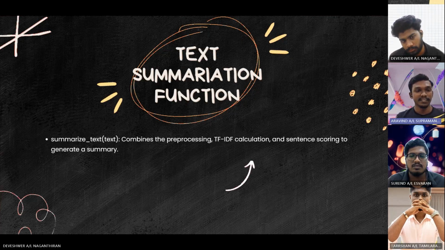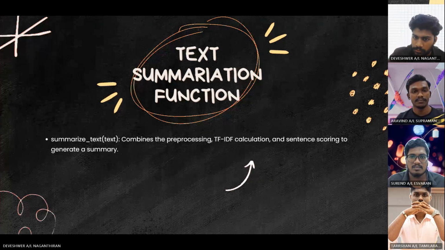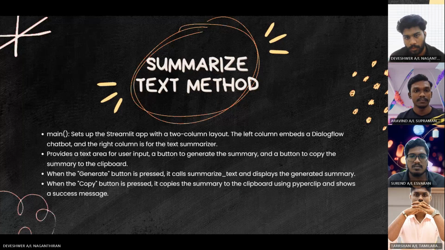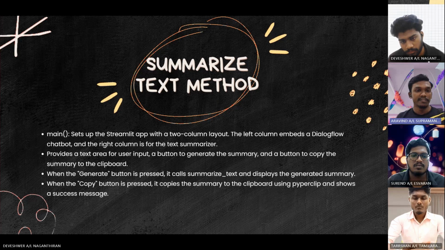The text summarization function combines all the functions that we have discussed before: pre-processing text, TF-IDF calculation, sentence scoring, and finally it generates a summary of the text. In the main function, we set up a Streamlit app with a two-column layout, where one side of the website is the text summarizer and the other side is the chatbot.